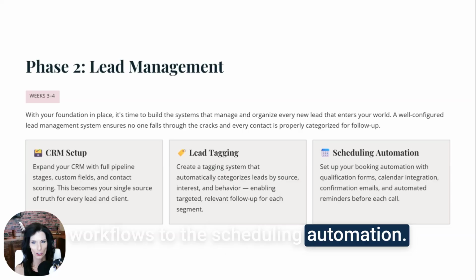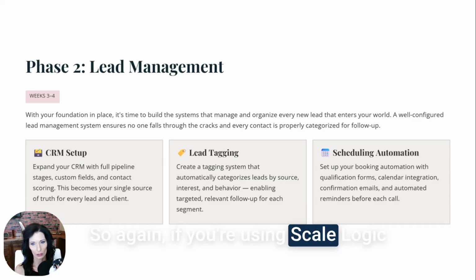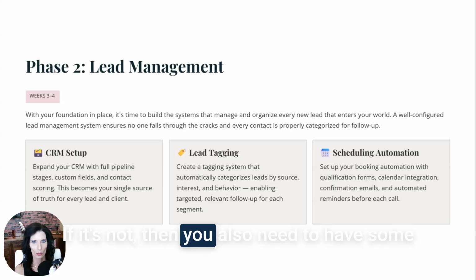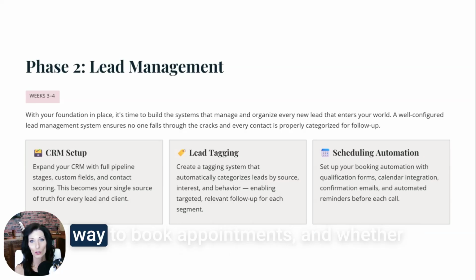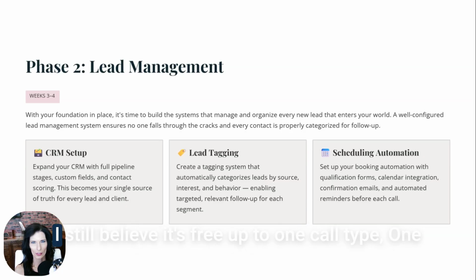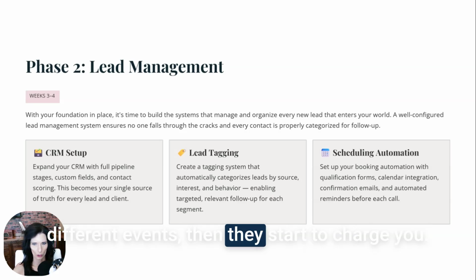To the scheduling automation. Again, if you're using Scale Logic HQ, that is already built in for you. If it's not, then you also need to have some way to book appointments, whether that's Calendly. I still believe it's free up to one event type for free, and then if you add more different events, they start to charge you.